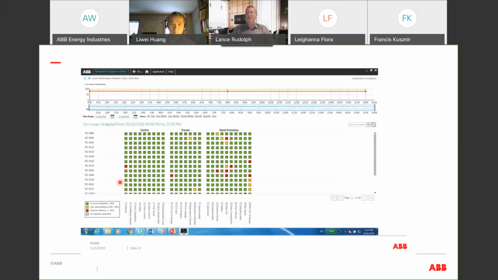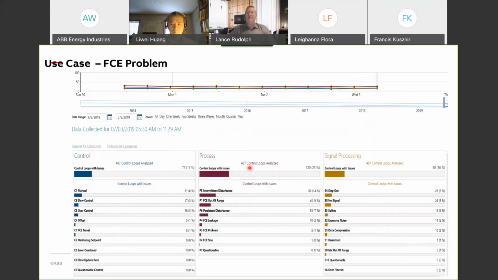Green, red, yellow, and I can quite quickly assess if there are loops with common issues. So I can see across my loops on the left-hand side and my KPIs on the bottom. If I've got a column of red, then I know I've got a common problem across all my loops. And if I've got a number of problems across a single loop, I'd see a row of red indicators, for instance. This view also has the ability to compare and visualize the differences between the analysis of different time periods. So I can use this view to see what changed from analysis to analysis.